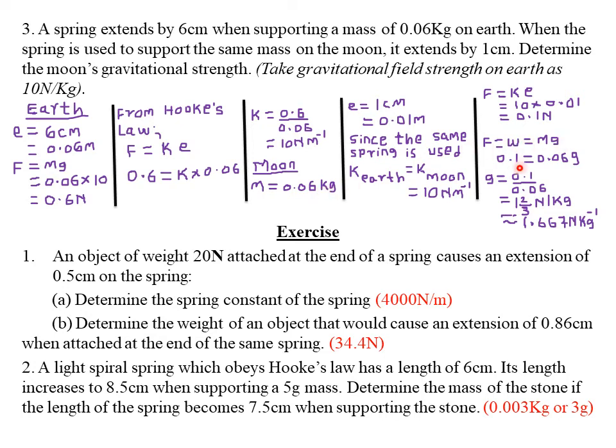So that means if we substitute those values in this equation, it should be in a position to give us our gravitational field strength for the moon. So the weight is 0.1, the mass is 0.6 kilogram, and the gravity for the moon is our unknown.